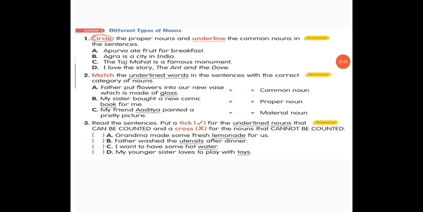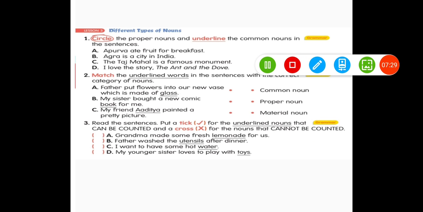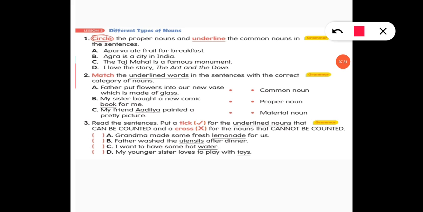So these are your practice questions. So let's discuss the practice questions. 1. Circle the proper and underline the common. So you have to find out which is proper and which is common. So you have Apurva ate fruit for breakfast. Apurva is proper and fruit is common. Agra is a city in India. Here Agra and India are proper and city is common.